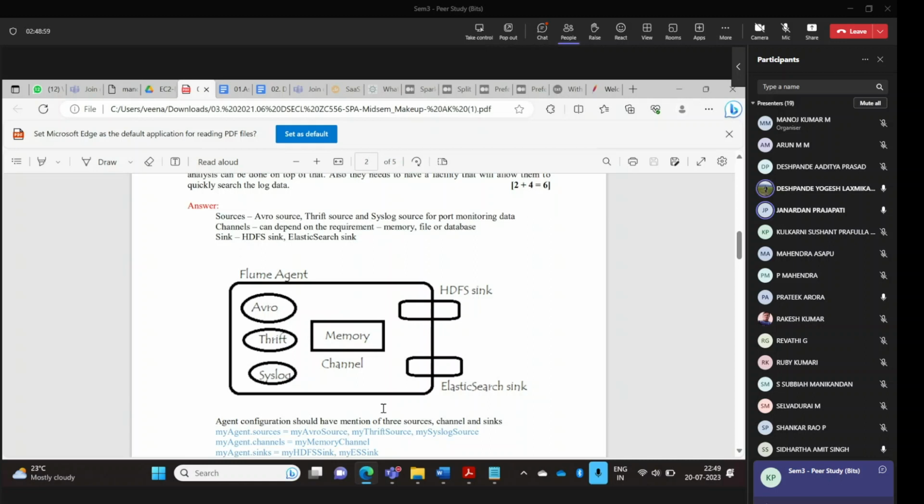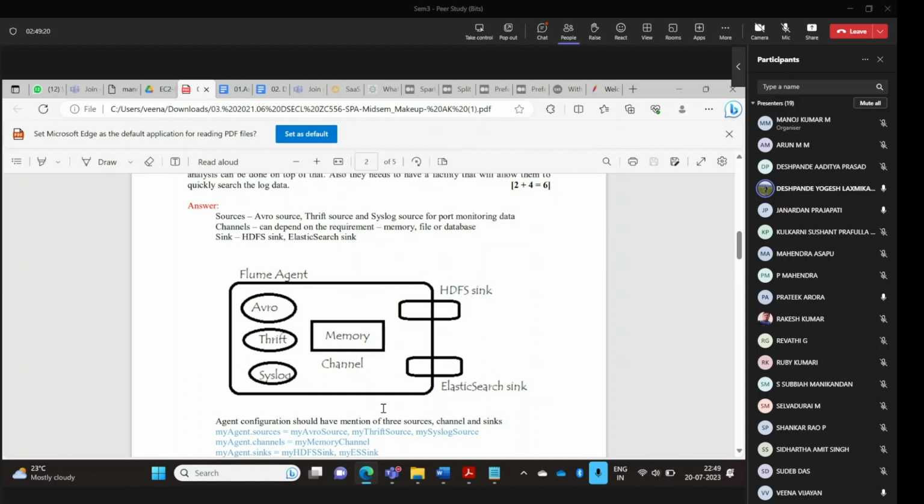For example, in Elasticsearch it is actually a sink, but for HDFS there should be some name, right? Yeah, in Hadoop we store the data in HDFS. Got it. So HDFS only, you have to say. Sink is the target, right? Flume pulls the data from the source.